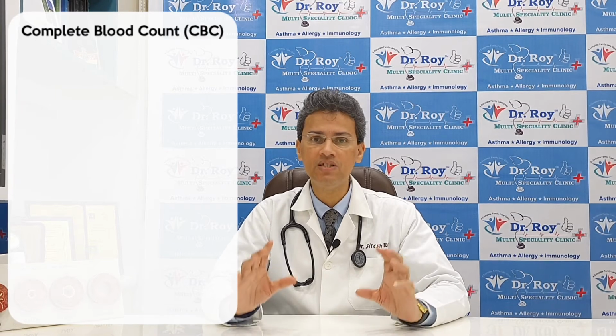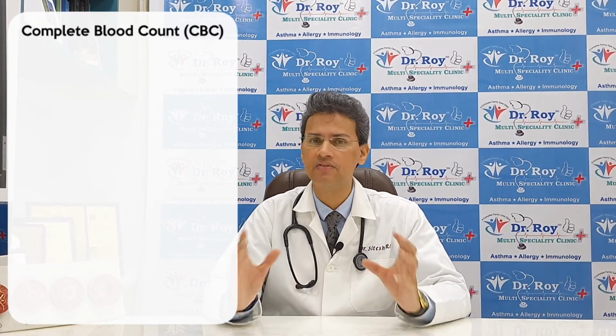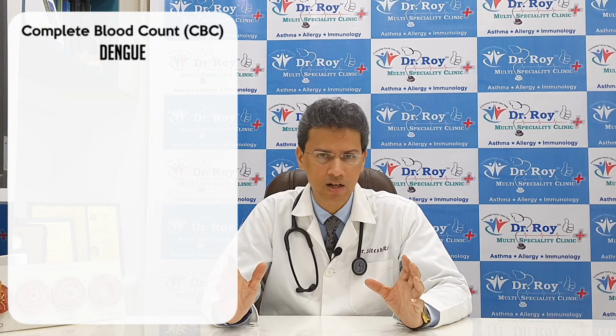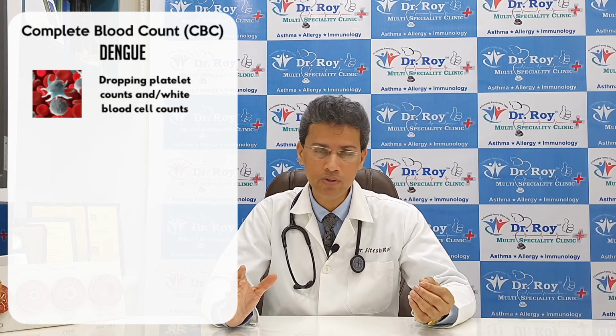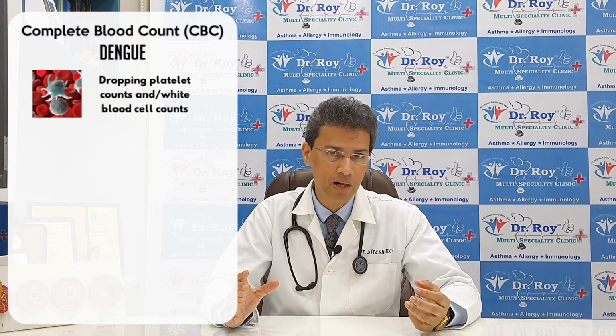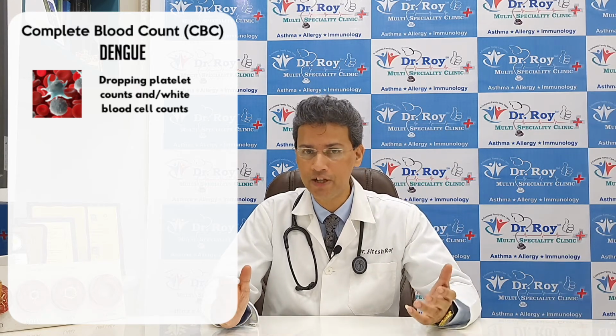So when we look at the lab profile of these two diseases, they are fairly unique and can help differentiate them. The CBC, this complete blood count, which is a very simple test available all across our country, can be very useful because the dropping platelet counts, potentially the dropping white blood cell counts, are fairly unique to dengue.